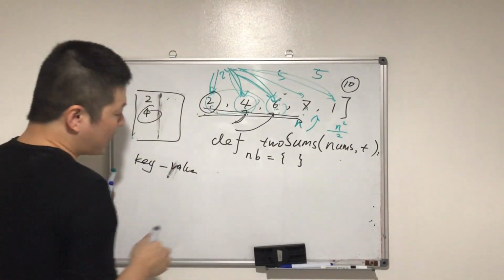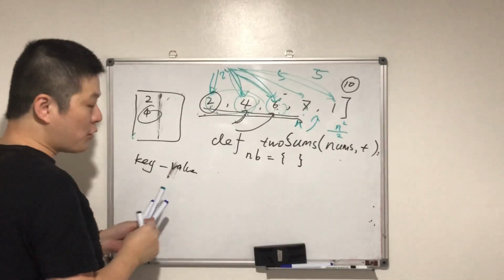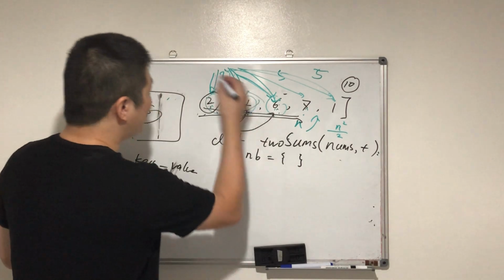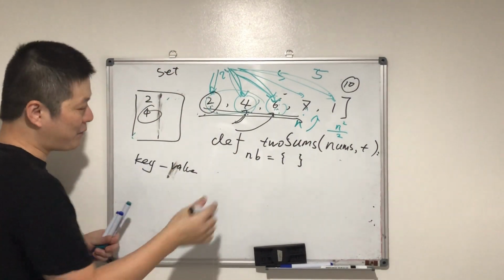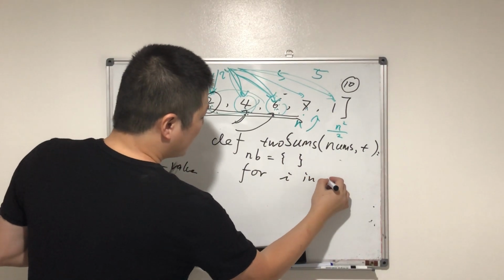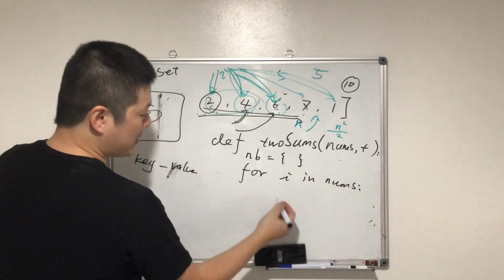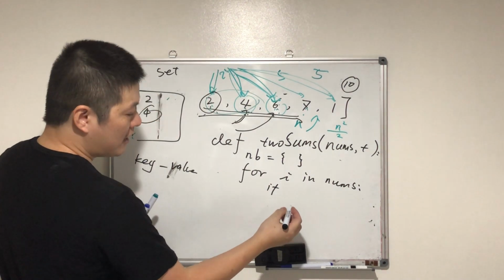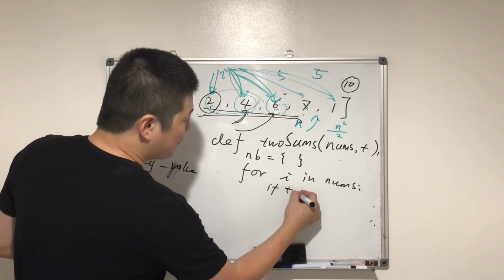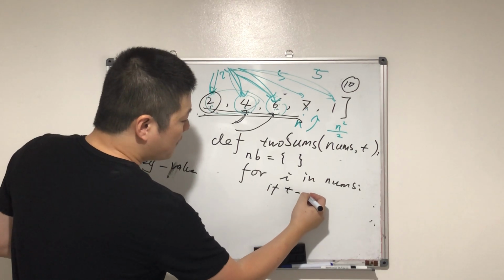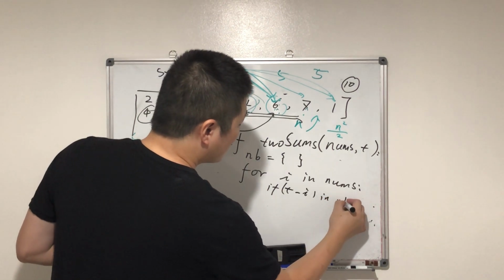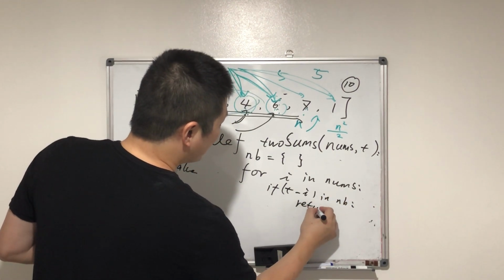So how do we do it? Oh, in fact, you can also use a set. Remember we talked about the set before. It's quite similar. So notebook, we go for i in nums. What do we do? Look, if target minus i is in the notebook, then we return true.